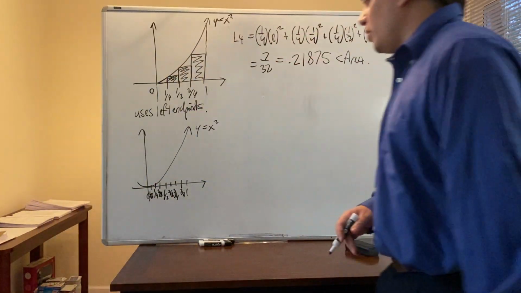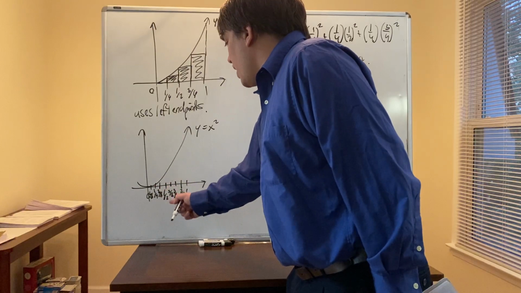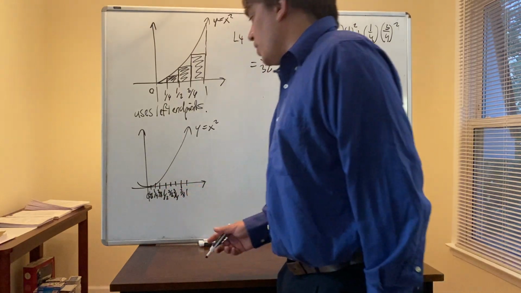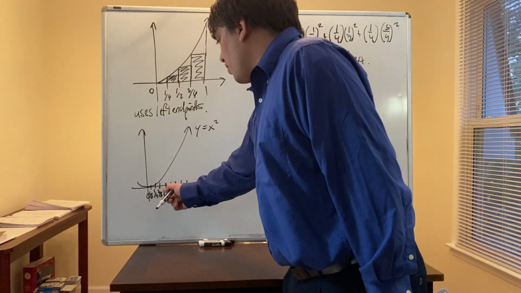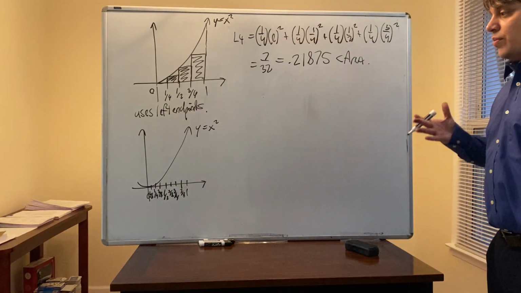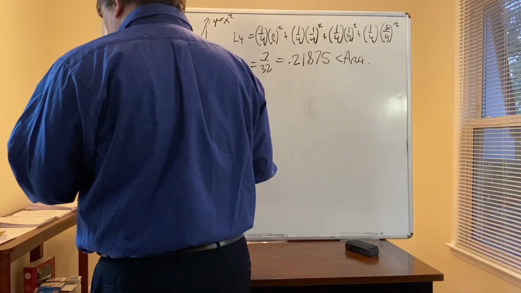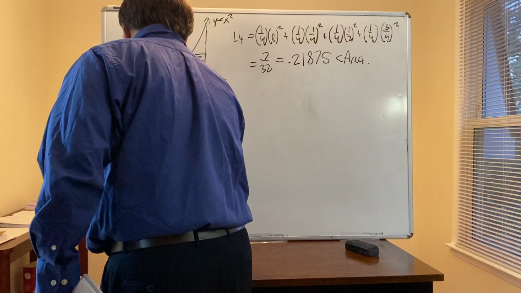So here, I'm trying to draw this in. This is 0, 1/8, 1/4, 3/8, 1/2, 5/8, 3/4, 7/8, 1. That's 1/8, 2/8, 3/8, 4/8, 5/8, 6/8, 7/8, 8/8. So each one is 1/8 further to the right. And then for each subinterval, you take, in this case, the left endpoint.